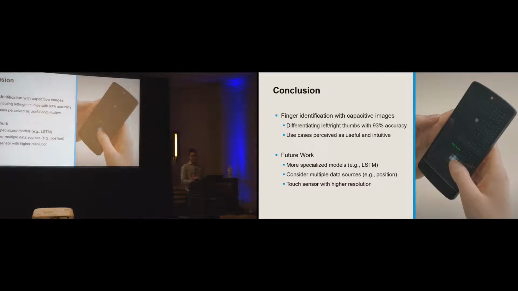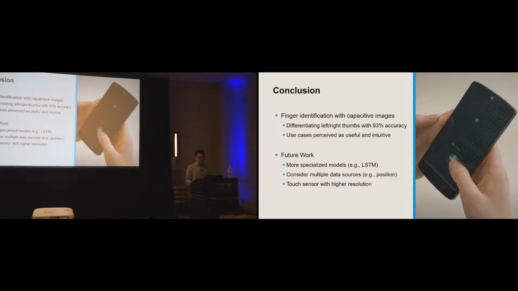So to sum up this talk, we investigated the feasibility of finger identification on capacitive touchscreens using deep learning. First, we collected a data set and developed models to differentiate between different combinations of fingers. One highlight is our position-invariant model that differentiates the right thumb from the left thumb with an accuracy of 93%. Based on this model, we implemented porous user interfaces and finger-aware shortcuts, which our participants found useful and intuitive.